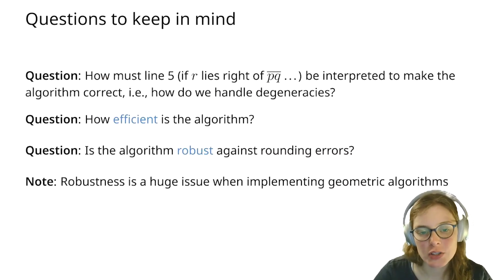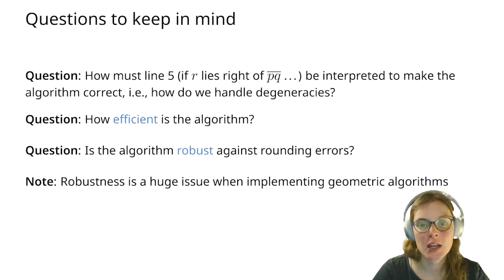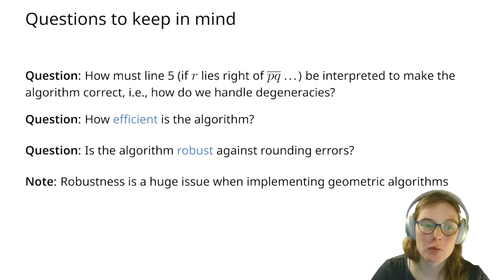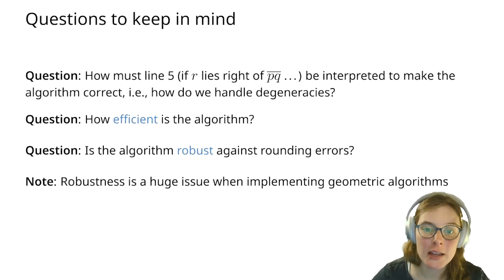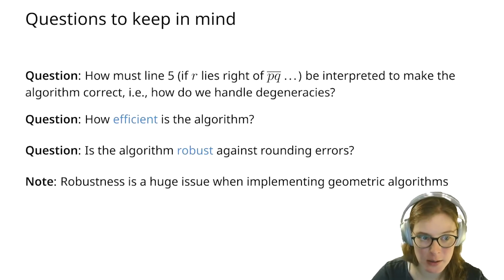But I want to suggest that you think about the following questions, and I will leave this as an exercise before our meeting on Monday. First question is about handling degeneracies. What happens in line 5 if the point R lies on the line going through P and Q? How does the algorithm handle it, and does it handle it correctly?